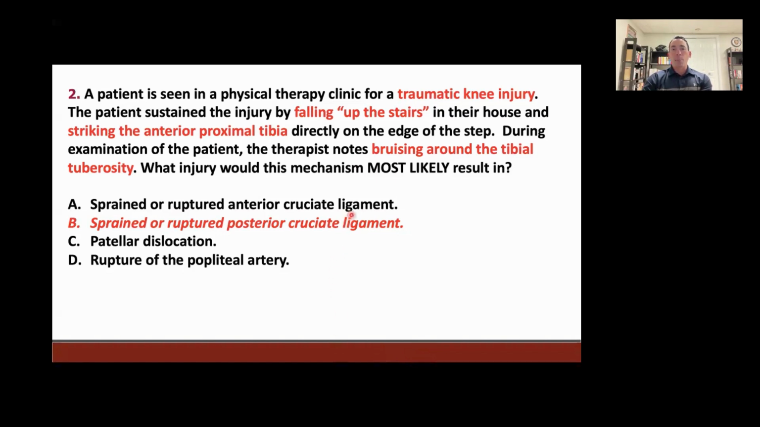But the ACL, that's the opposite mechanism. So instead of the tibia being forced into posterior translation, it's anterior translation. So that's not the ACL. Patellar dislocation, not probably out of the realm of possibility, but just not as likely. This is a very common thing that you'll see on the board exam, these most likely things. So although that's technically possible, patellar dislocation, it's much more likely to be this posterior cruciate ligament injury based on the information that was provided. And then obviously we didn't have a severe enough injury for a rupture of the popliteal artery. So that's that one there.